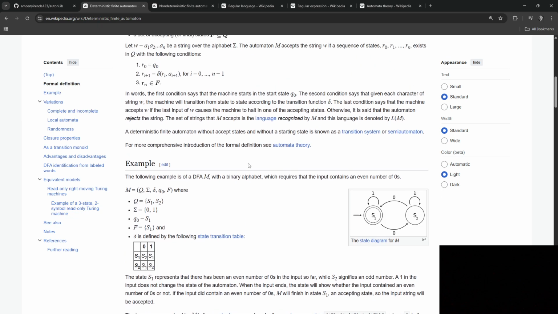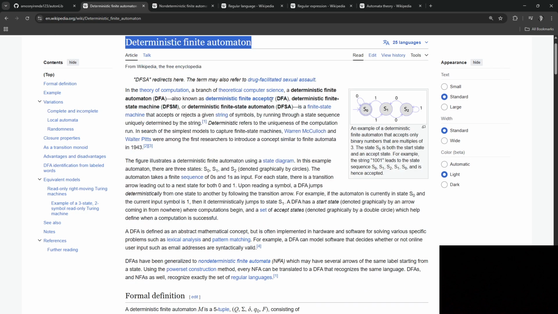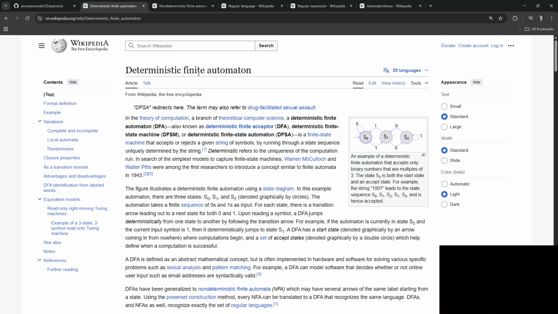Let's quickly go through the different types of automata that we have. Now the first type is going to be deterministic. So what does it mean? It's first of all finite. It's finite in the sense that we have a finite number of states. So here we have 3, for example.